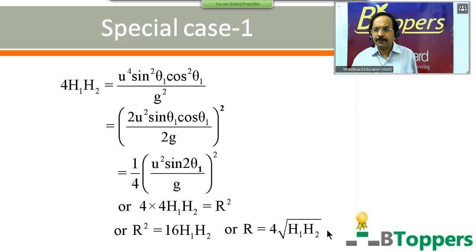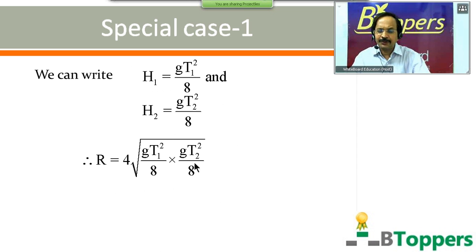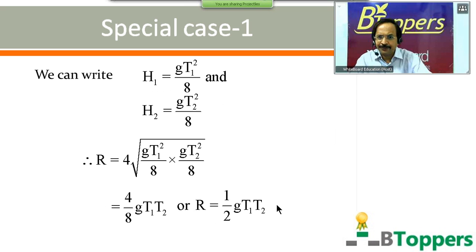We already discussed earlier that the maximum height reached by the projectile can be expressed in terms of time of flight as H equal to small g into capital T square by 8. So the maximum height reached by the first projectile can be written as h1 equal to g t1 square by 8 and h2 equal to g t2 square by 8. Substitute these values of h1 and h2 in the previous equation, R equal to 4 into root of h1 into h2. You get R equal to 4 into root of g t1 square by 8 into g t2 square by 8. So you get 4 by 8 into g t1 t2, or R equal to half g t1 t2. This is the calculation for the second conclusion in case 1. If you want to copy the working, you can take a pause and copy it.